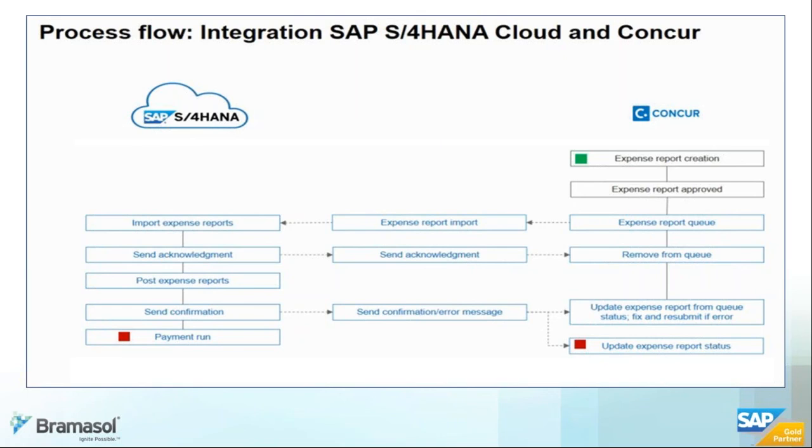Now, depending on whether or not that expense report is successfully posted or it failed, it will then send a confirmation message back to Concur telling whether or not it's in a failed status. And then at that point in S/4HANA Cloud, you could go through the payment run. And again, that payment run will be done in the S/4HANA Cloud system.